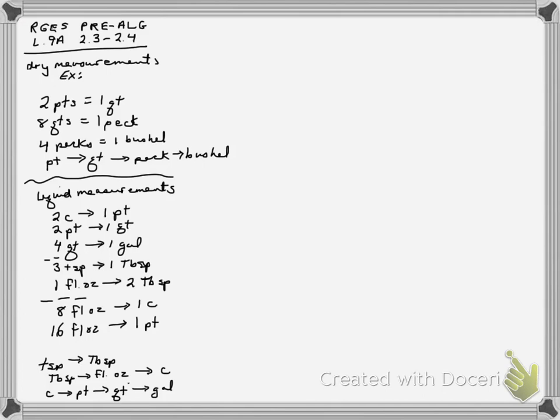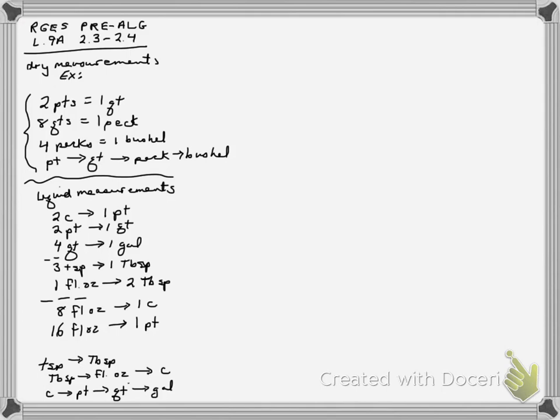So I've written down the dry measurements conversions here. As an example of dry measurements, you would buy green beans like this, or you would buy strawberries like this, those kinds of things, usually things you'd find at a farmer's market or in your produce section. So that's what we mean by these dry measurements.